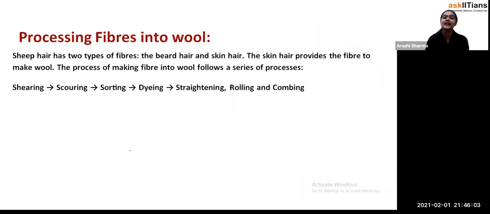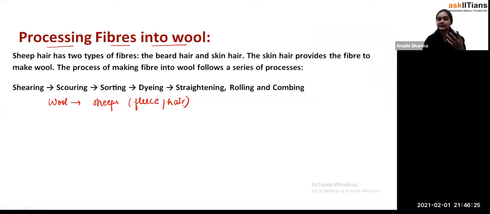First thing, processing fibers into wool. If you remember, in the last session we talked about the production of wool. So where are we getting the wool from? We are getting the wool from sheep. From what part of the sheep? It is the fleece or the hair of the sheep. We take that part and then we do the process, and that's how the wool is produced.